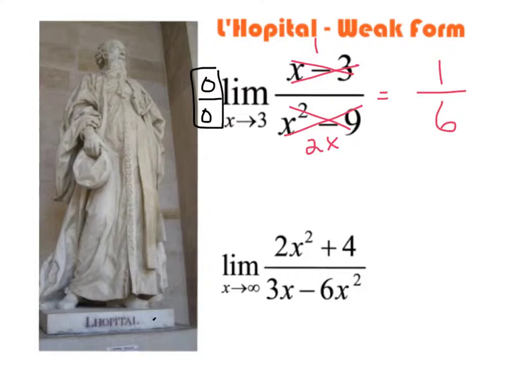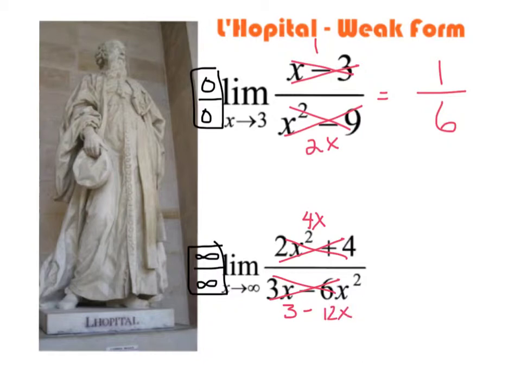The next one, if I plug in infinity, I get infinity on the top, and I get infinity on the bottom. This is the other type of L'Hopital's indeterminate form we've talked about. And we said, well, we could certainly just use our asymptote rules. That'd be easy enough, actually. 2 over -6 would be -1/3. Or we could do L'Hopital. So 4x on top, 3 minus 12x on the bottom.